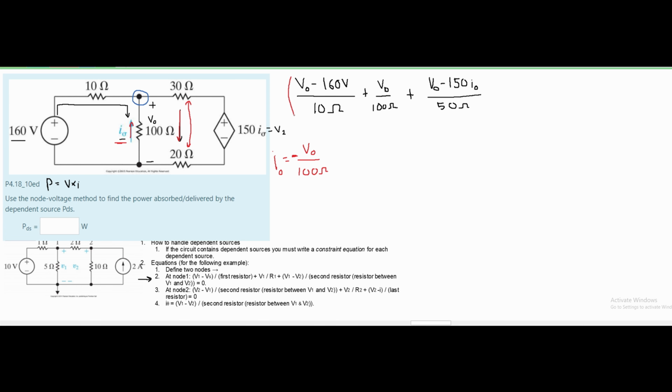Next, I'm going to simplify the top by multiplying everything by 100. Also, this should be set equal to 0, because all currents going into the node, according to Kirchhoff's law, is equal to 0.